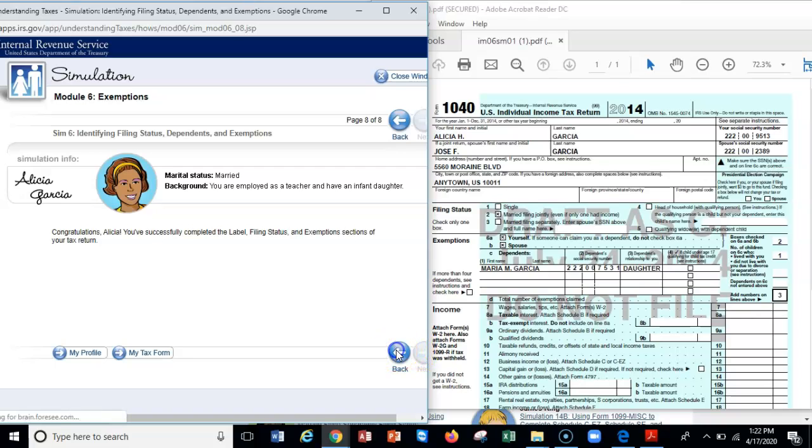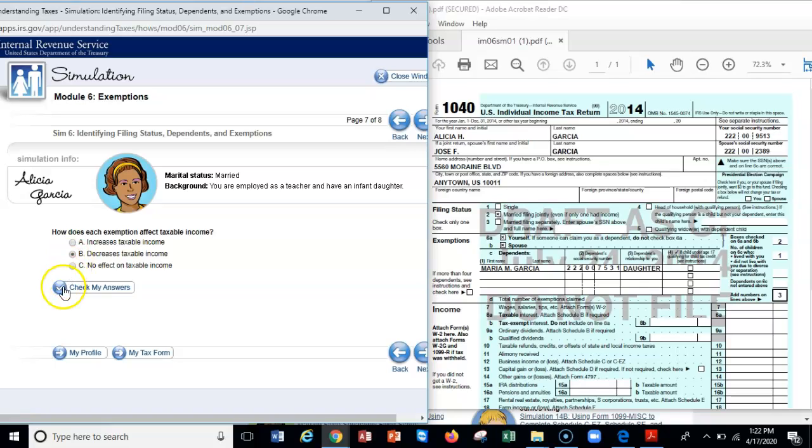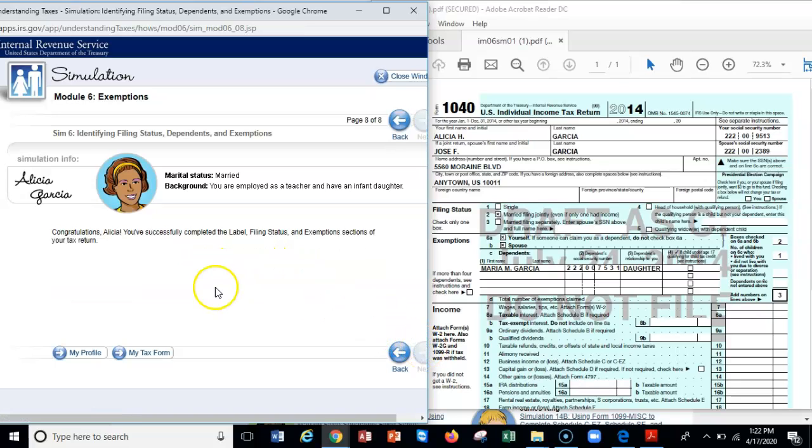Oh, I didn't check my answer. Just a second. It decreases my taxable income. Check my answer. Correct. Each exemption decreases taxable income by the exemption amount. Yes, perfect. Okay. And this says, congratulations. You have successfully completed the label, filing status, and exemption section of your tax return.